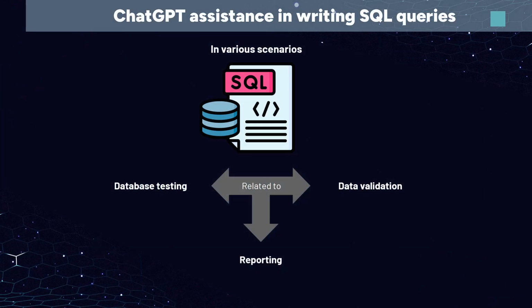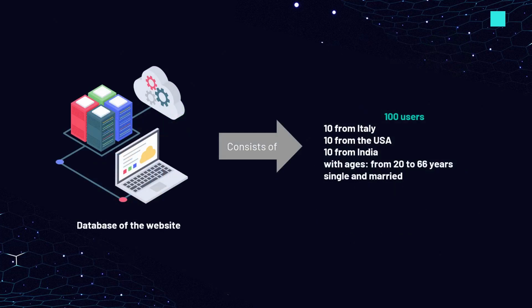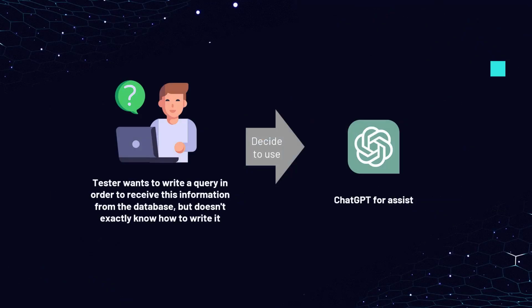Imagine that the QA engineer is involved with a project for testing a website which sells bicycles around the world. Currently, the database of the website consists of 100 users, 10 from Italy, 10 from the USA, 10 from India, with ages from 20 to 66 years, single and married. The customer comes to the QA engineer with a request to show how many people in the website database are from the USA, aged from 30 to 40, and are single, in order to make some analytics. The tester wants to write a query in order to receive this information from the database, but doesn't exactly know how to write it, and decides to use ChatGPT for assistance.